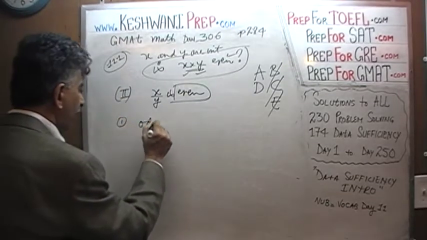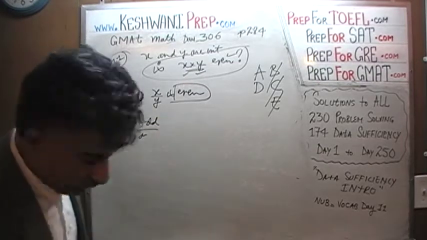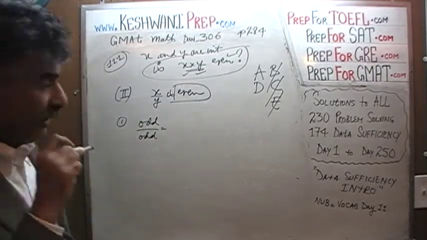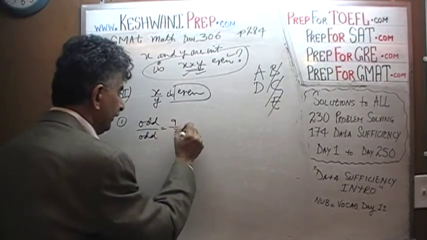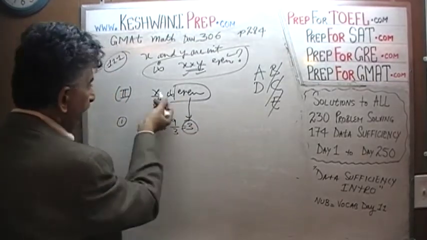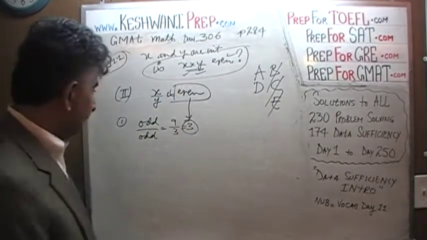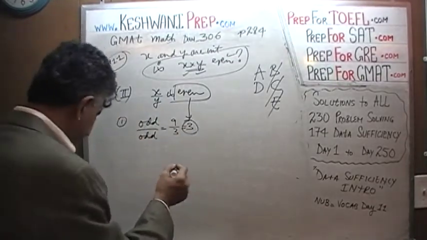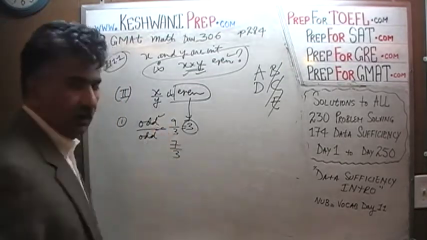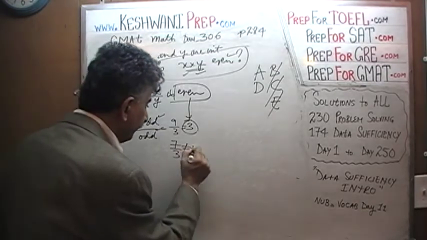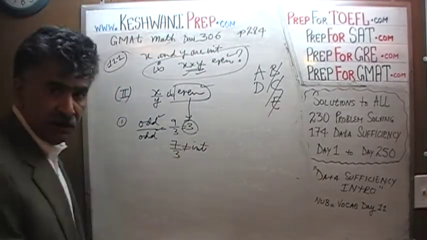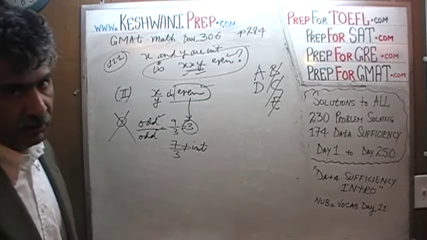The first scenario is that maybe they are both odd. Is it possible for both of them to be odd? For example, 9 over 3 is 3, and 3 is not even. We are told that x divided by y is even. Maybe it is 7 over 3. They are both odd, and 7 over 3 is not even an integer, let alone an even integer. That tells us that this scenario does not exist.